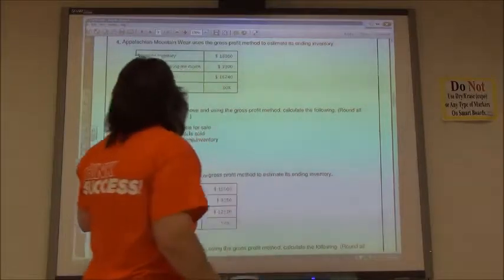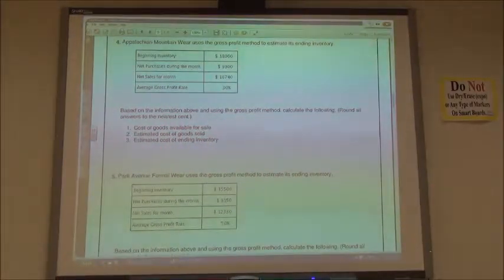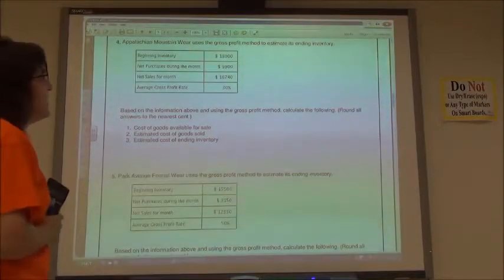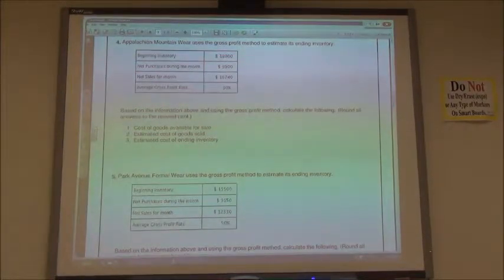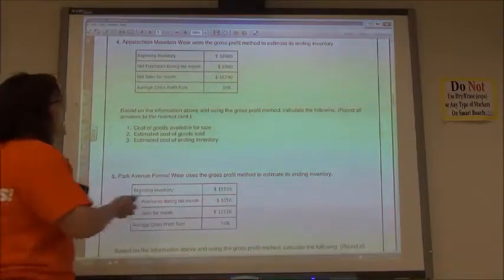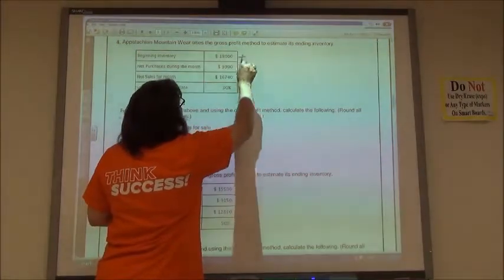Number 4, Appalachian Mountain Ware uses the gross profit method to estimate its inventory. Based on the information above, using the gross profit method, calculate the following, round your answers to the nearest cent. So the first thing we have to figure out is what is the cost of goods available for sale. So to find the cost of goods available for sale, we're just going to take our beginning inventory and add our net purchases. We had an inventory of $18,000.